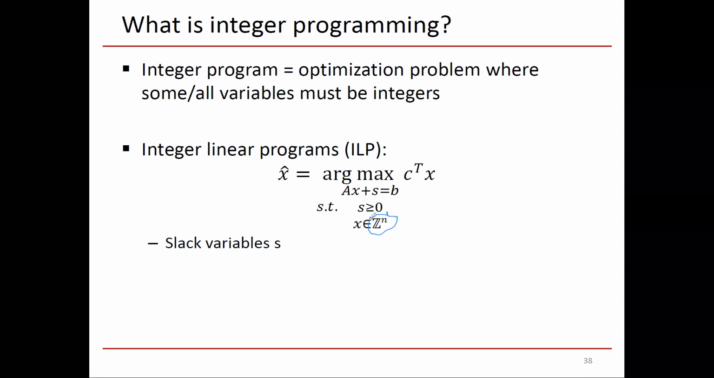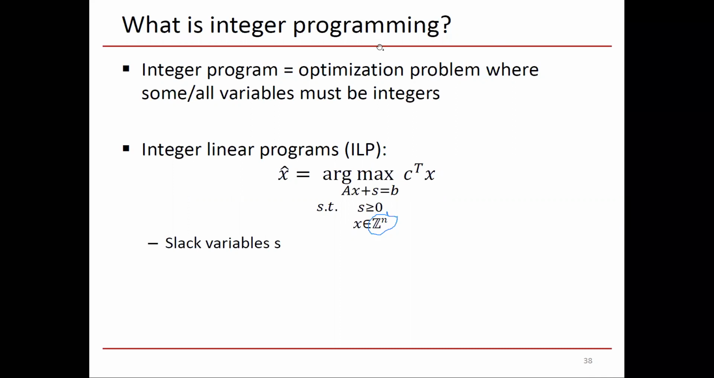However, because A times an integer valued X may not be exactly equal to B, we have slack variables S. And in our integer linear program, we allow S to be positive, okay? So we're maximizing C transpose X subject to something that's close to AX equal to B with the slack.